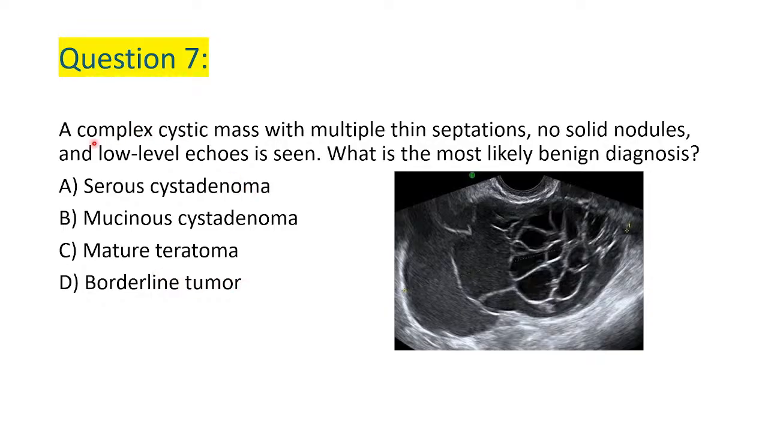So again, a complex cystic mass with multiple thin septations, no solid nodules, and low-level echoes is seen. What is the most likely benign diagnosis? Serous cystadenoma, mucinous cystadenoma, mature teratoma, and borderline tumor.